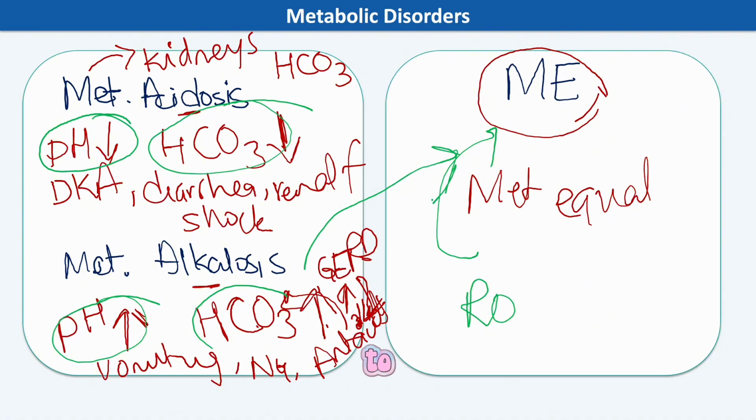Okay, so just to go over it again, metabolic problems are bicarb problems, and so they are based on the kidneys. And ME means metabolic equal. So pH and bicarb move in the same direction. You'll lose bicarb in DKA or diarrhea, and both drop, and it leads to metabolic acidosis. When you vomit out of your stomach, what are you vomiting? You're vomiting out acid. So less acid, and the bicarb rises with the pH. And what do you have? Metabolic alkalosis. Okay, let's move on to the next slide.